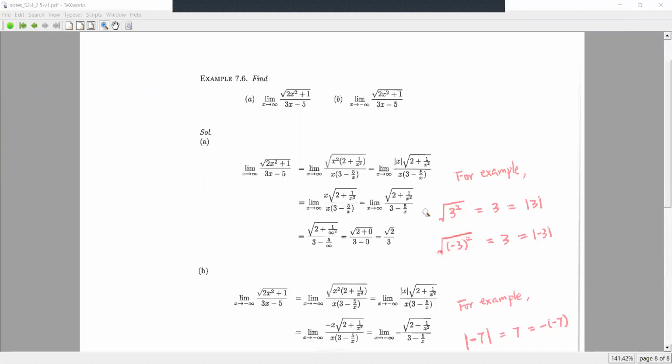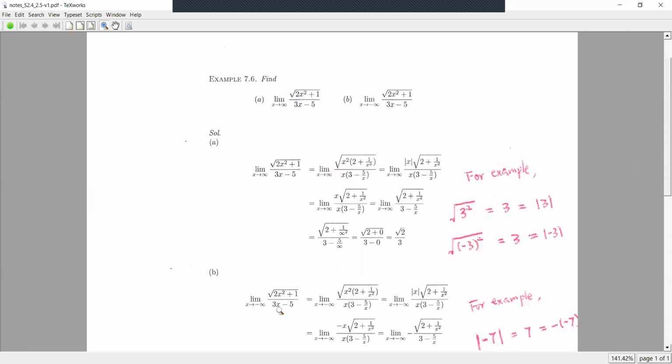This limit now should be easy to tell. As x approaches infinity, 1 over x squared should approach 0. 5 over x should approach 0. So as x approaches positive infinity, this function should approach this number. This number is square root of 2 over 3. So this limit is square root of 2 over 3.